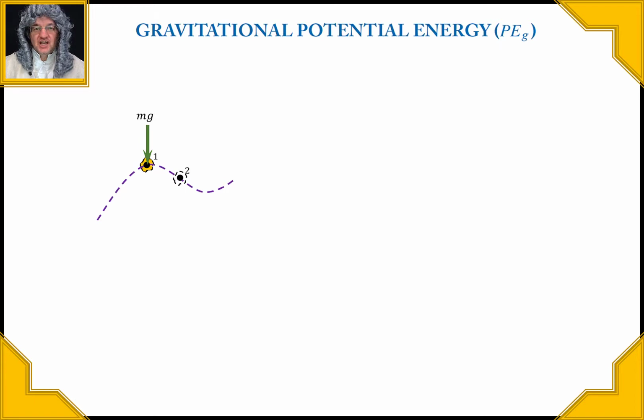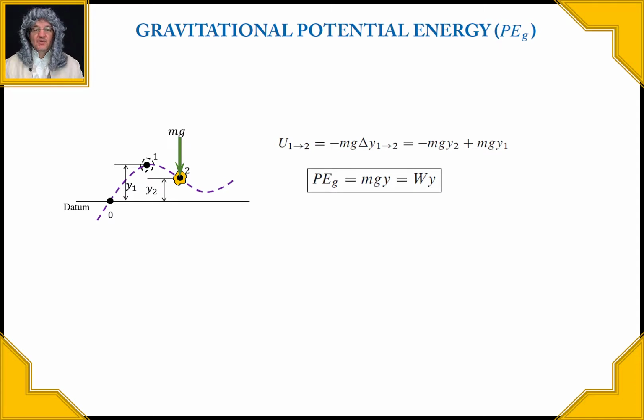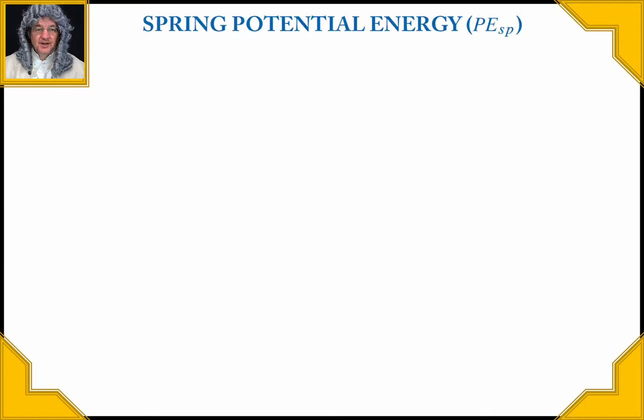We also have gravitational potential energy, right? So this is the weight, the mass times gravity, which is the force acting onto the thing, and it changes from one state to another. And so we define the work that's taking place between those, and then we define a particular energy at each of those states.